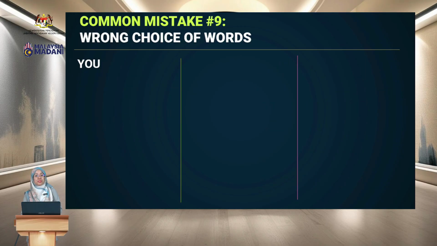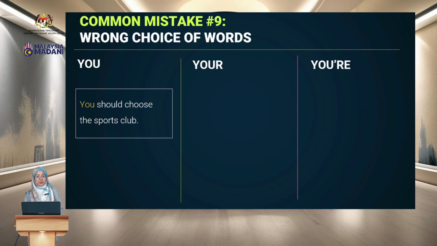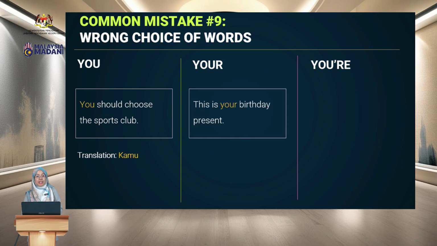Another wrong choice of words are you, your, and you're. This is a very common error made by students these days. So let's look at you. You should choose the sports club. So it means kamu. Meanwhile, for your: this is your birthday present. It means kamu punya, your birthday present. So it cannot start the sentence here.